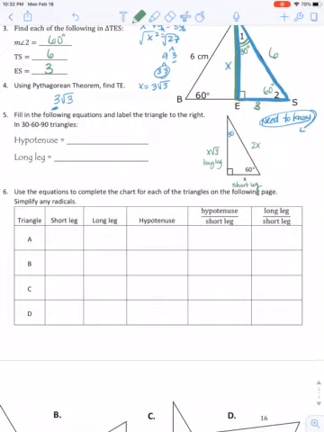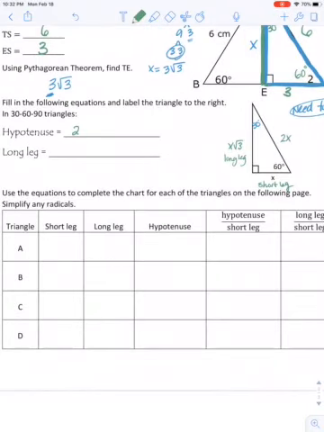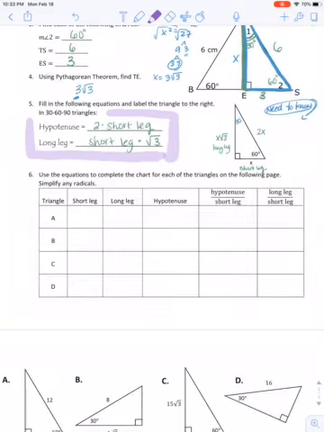Hypotenuse is equal to, what do they want, variables here? No, I'm going to write out in words. 2 times the short leg. The long leg is always equal to the short leg times square root of 3. So there's another very important piece of information to memorize, but it's basically the same as this triangle here that you need to know. Okay?